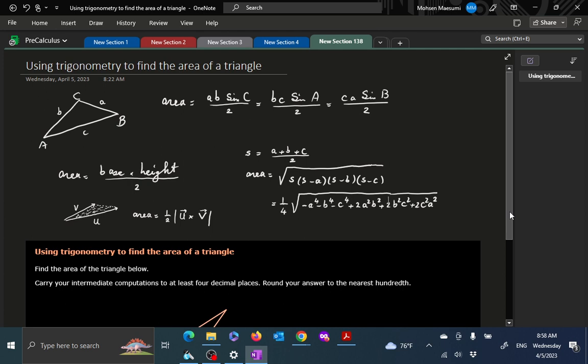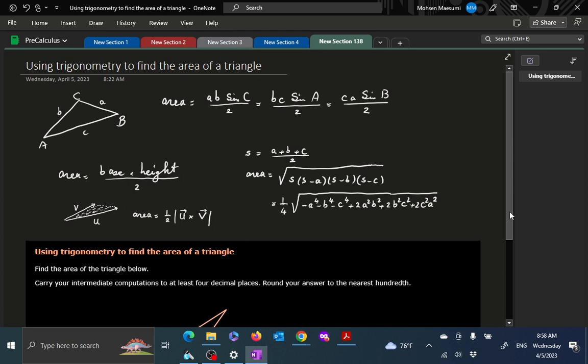Hi, welcome to Pre-Calculus. The topic today is using trigonometry to find the area of a triangle. Very simple topic. Let me just specify the main formula for this section, and then we go ahead and do an example and come back and explain some of these formulas.